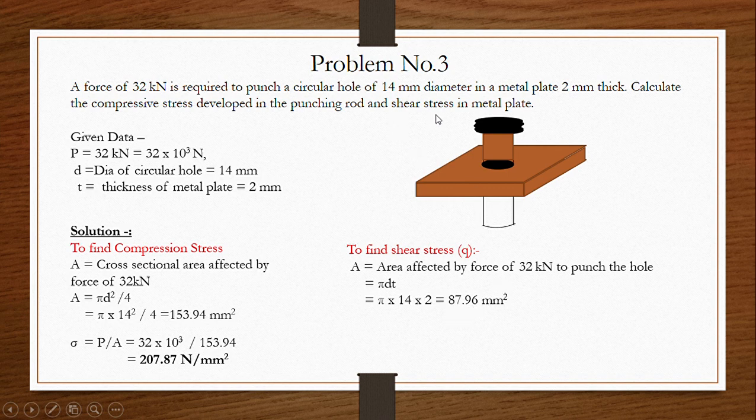I repeat, this is shear stress. That's why we are only considering the circumference of this circle multiplied by the thickness, that is 87.96 mm square. After that, same, the stress will be P by A. So that will be 32 into 10³ divided by 87.96, and the final answer will be 363.8 Newton per mm square. The shear stress is denoted by tau, and the final answer is 363.8 Newton per mm square.